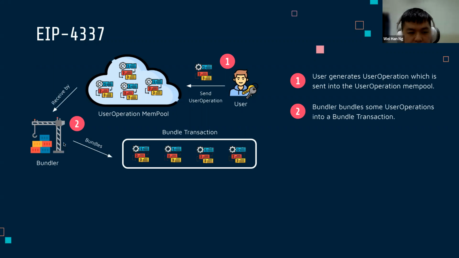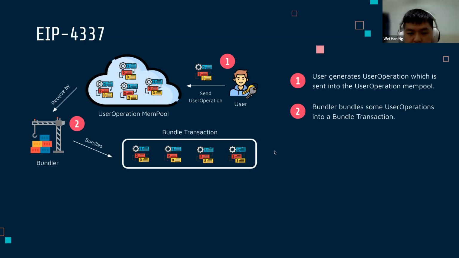The second step is there's this new thing called a bundler, right? This bundler will receive the user operations from the mempool and bundle them into a transaction called a bundle transaction. So a bundle transaction is a single transaction that contains multiple user operations, right? So yeah, this is the second step.